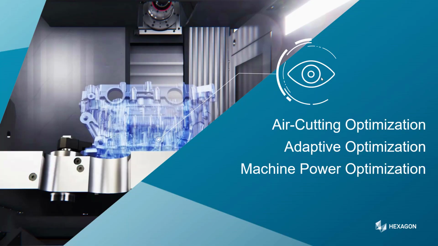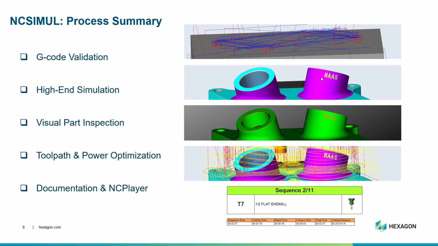So these are the 3 things that we'll be focusing on today. We're going to do 3 different levels of optimization. We're going to have an air cutting one, an adaptive or in material with chip thickness and chip load, and then a machine power optimization where we can use the maximum power of the machine to limit the stress on your spindle.